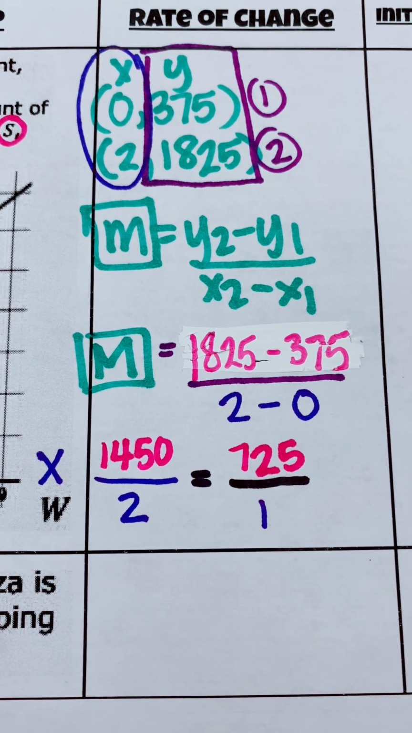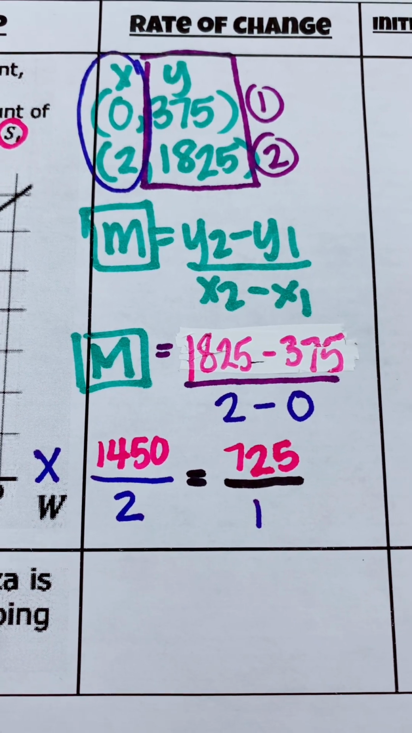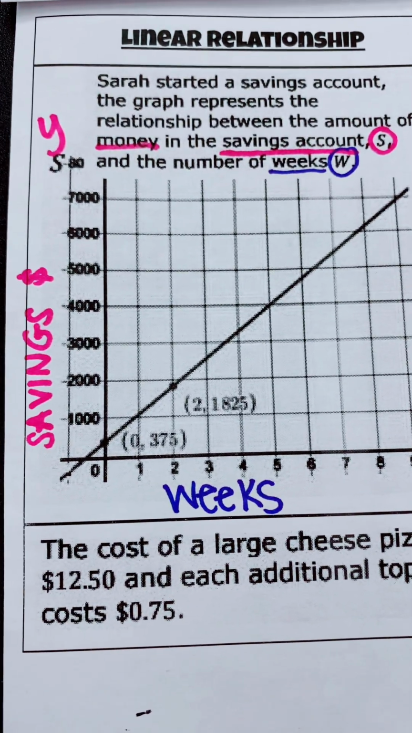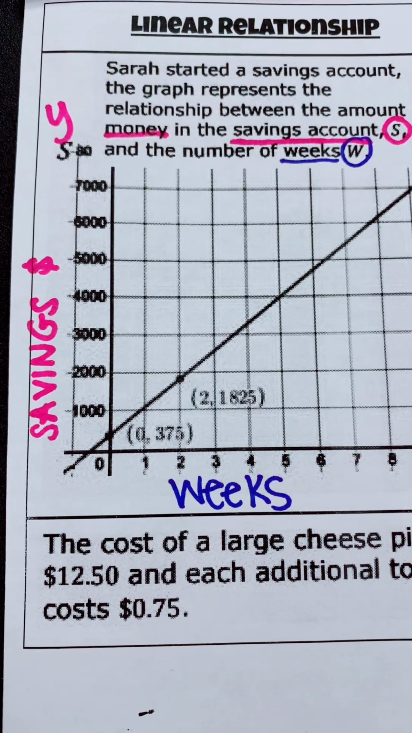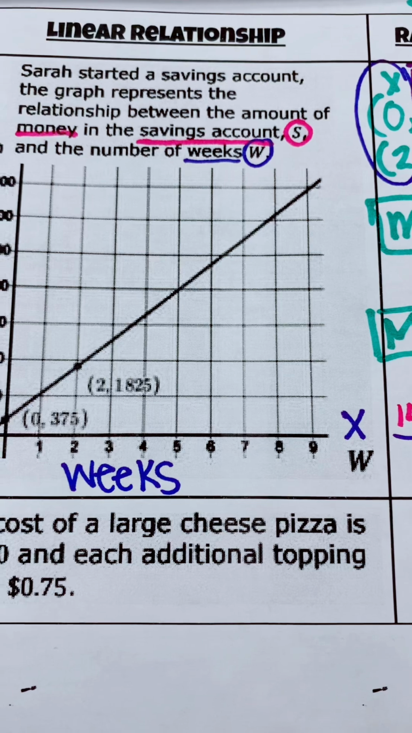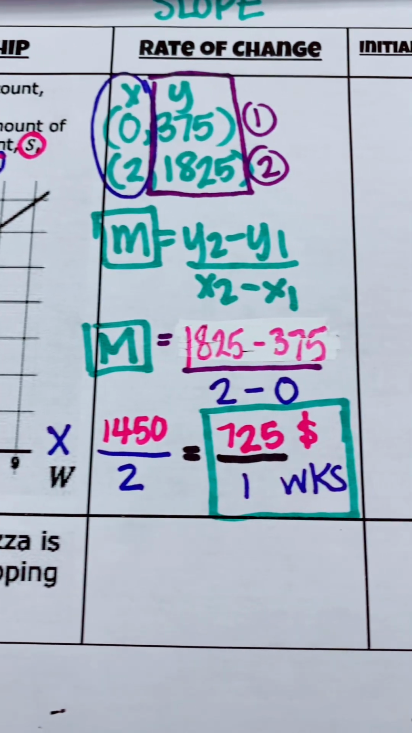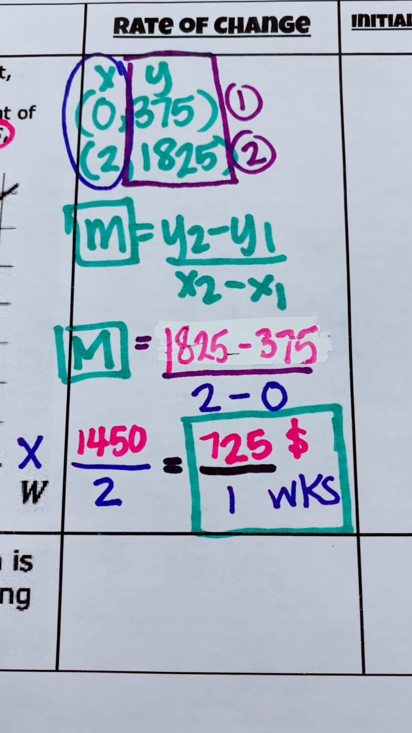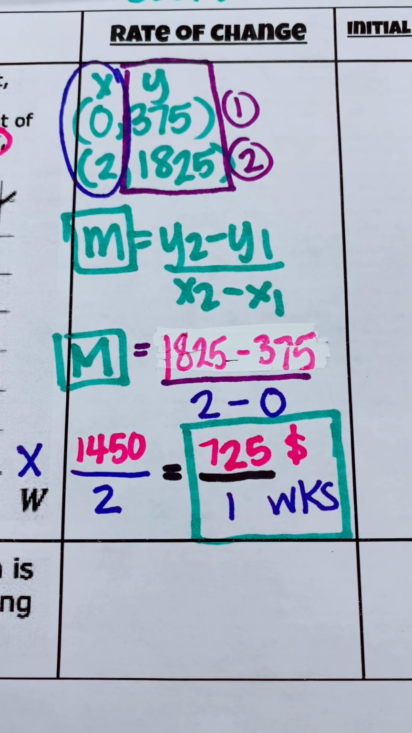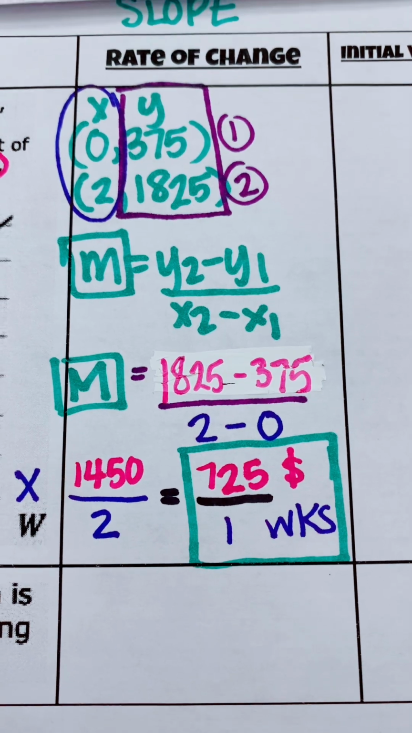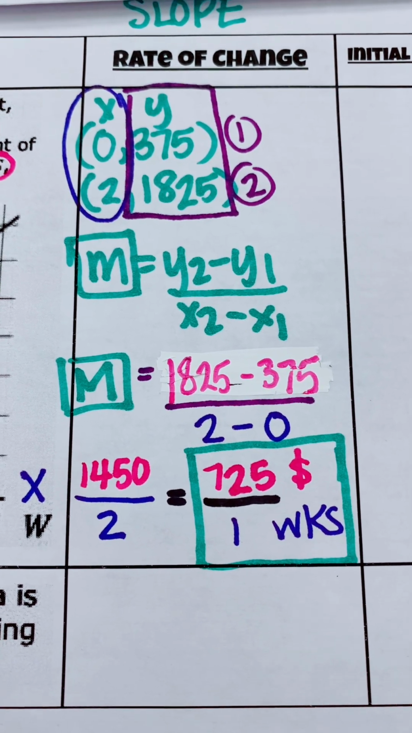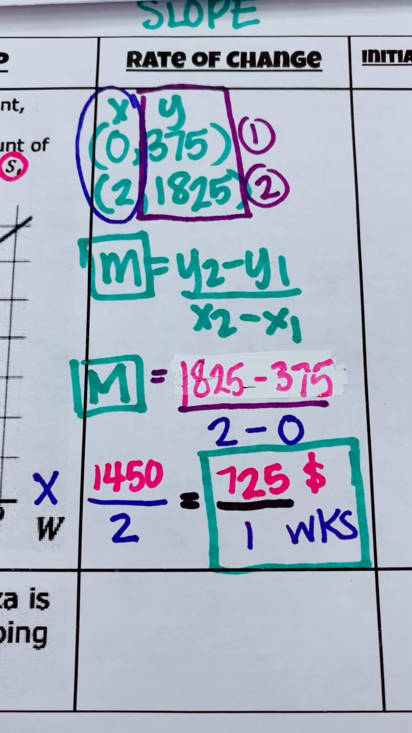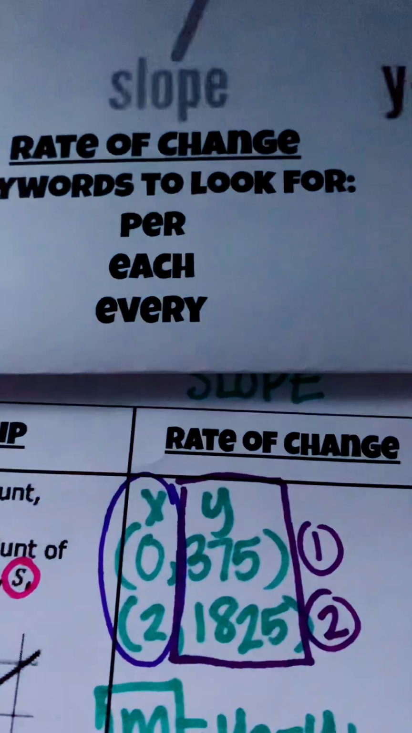But I wrote 725 over 1 to help me interpret the rate of change. Looking back at my graph, everything on my y-axis was my savings or my money, and everything on my x-axis is my weeks. So since y's were on top, 725 is money, and since x's are on bottom, that 1 is weeks. So our rate of change is Sarah is saving $725 in 1 week, or per week. I used one of our words here.